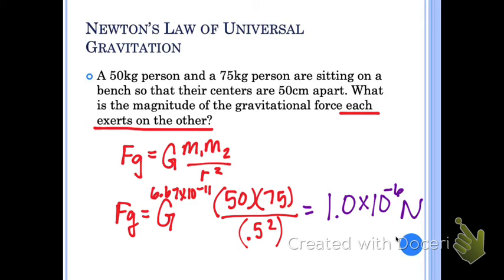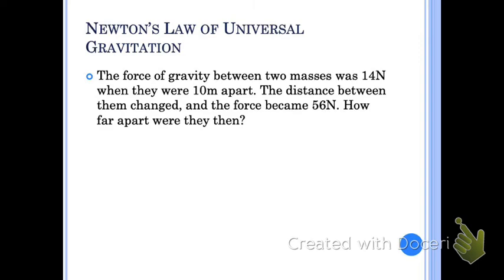Now let's look at this problem. It's going to ask us, really we're going to have to do it in a couple different steps, okay? It says the force of gravity between two masses was 14 newtons when they were 10 meters apart. Then it says the distance between them changed and the force became 56 newtons. How far apart were they then?